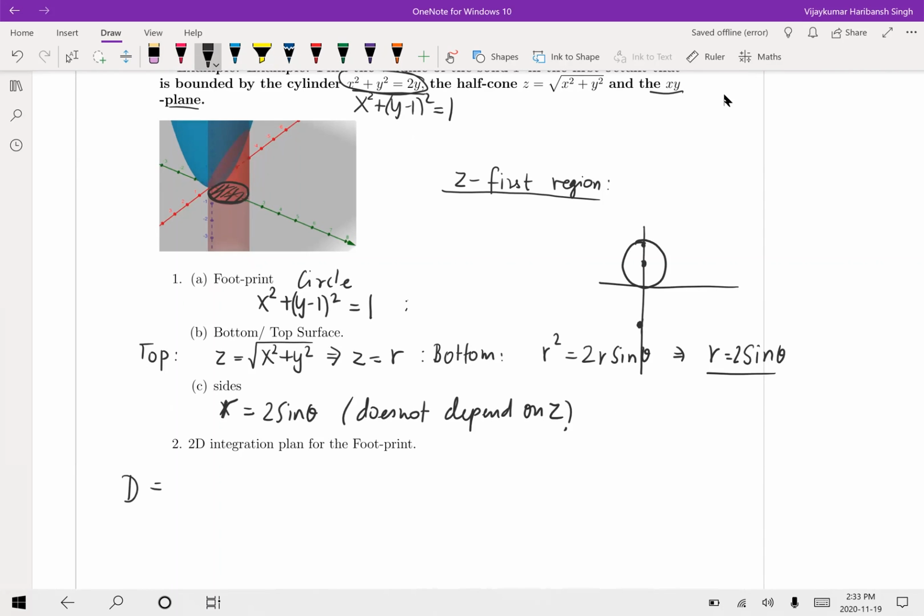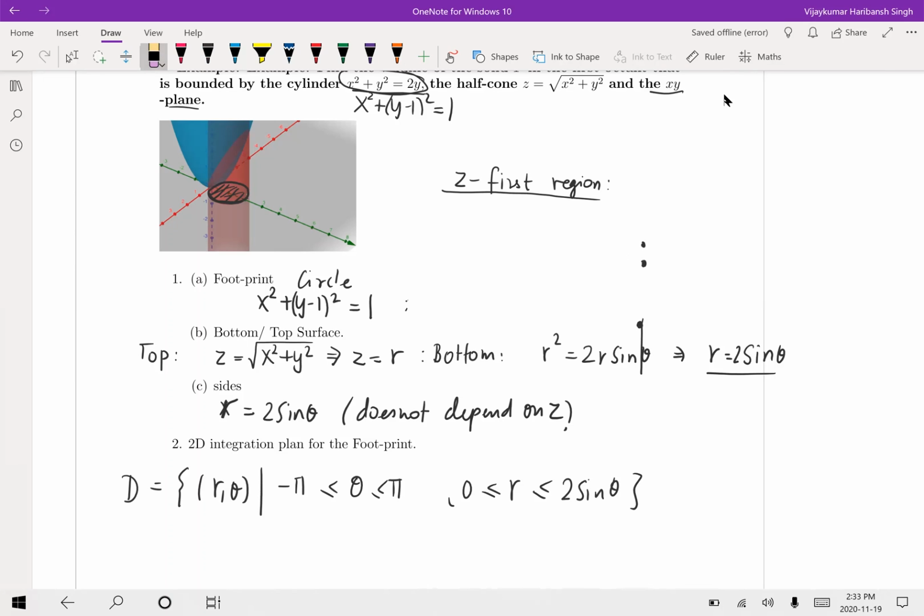Okay, so now what is the 2D plan for integration? So dA can be written as r dr d theta. And if you see this, your r goes from 0 to 2 sine theta, whereas your theta goes from 0 to pi. Sorry, minus pi to pi, no, 0 to pi, my bad. Your angle starts here and goes all the way down there, so 0 to pi.